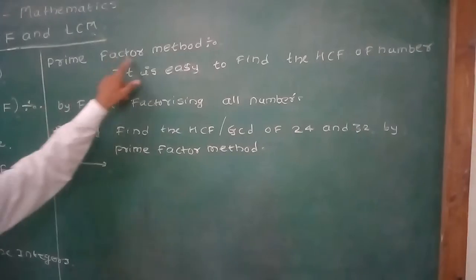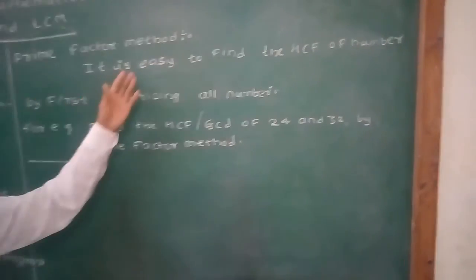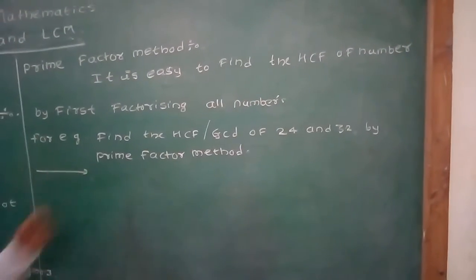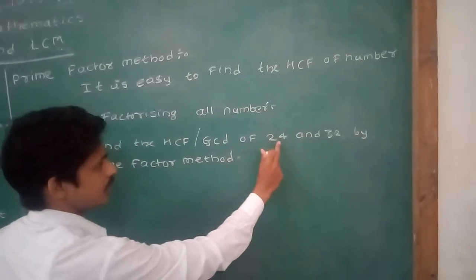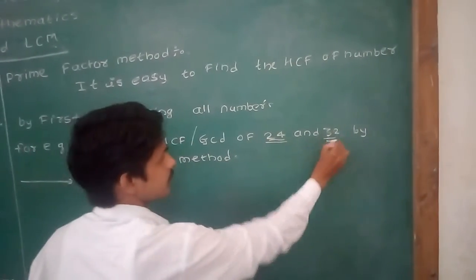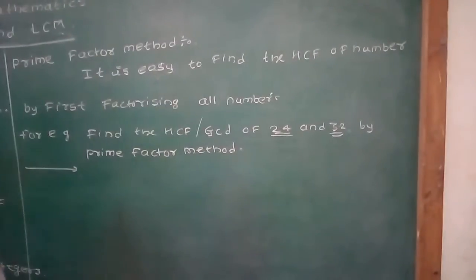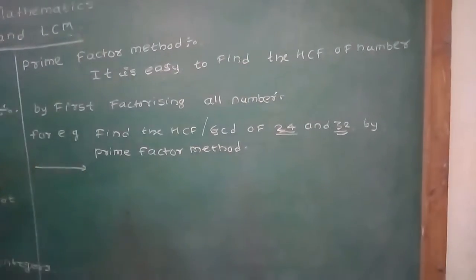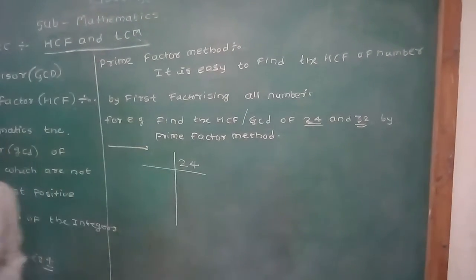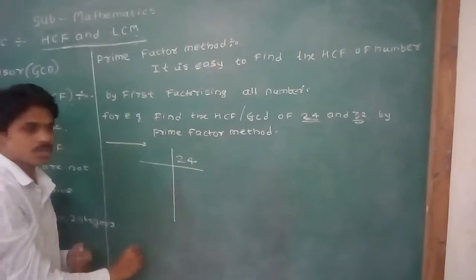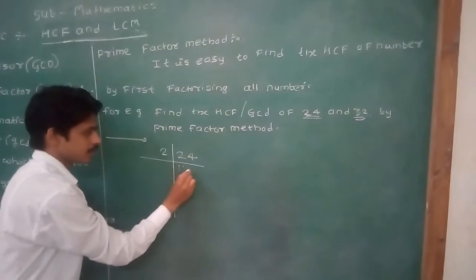First is the prime factor method. It is a very simple method. We have to find the HCF by using this method. For example, find the GCD or HCF of 24 and 32 by using the prime factor method. So we factorize 24 first. 24 is an even number, so we divide 24 by 2. We get 12.